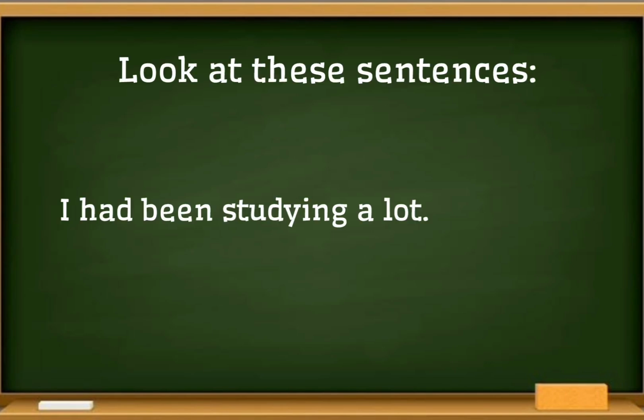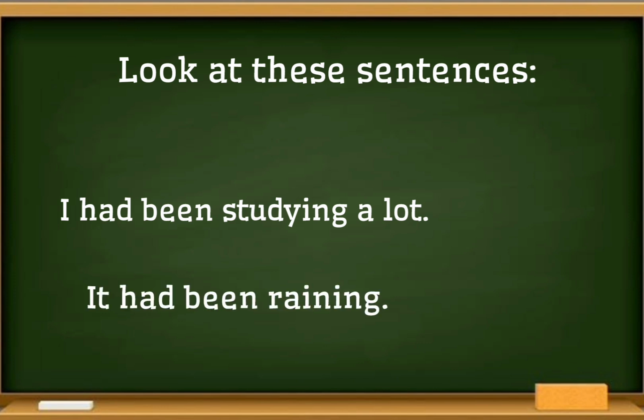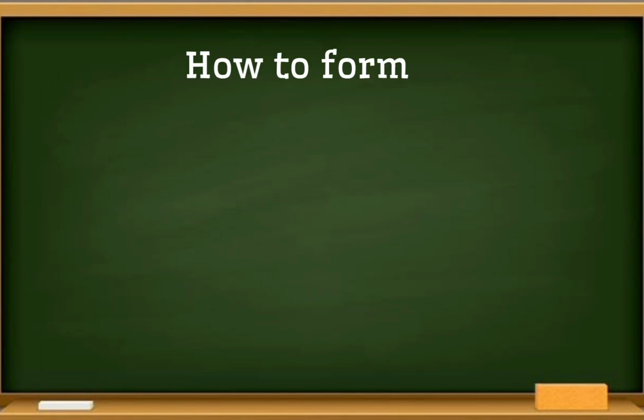I had been studying a lot. It had been raining. Both of these sentences are in past perfect continuous tense. Now, how to form past perfect continuous tense?